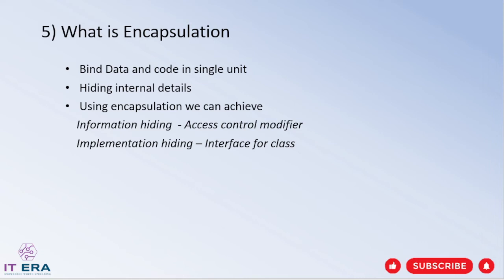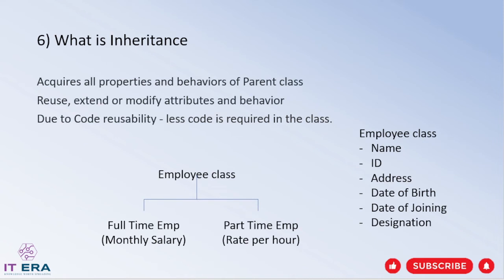We can also say that it is a process of hiding complexity of a program and showing only what the user needs. Using encapsulation, we can achieve information hiding by using access control modifiers and implementation hiding by using interfaces for the classes. Let's move to the next question.